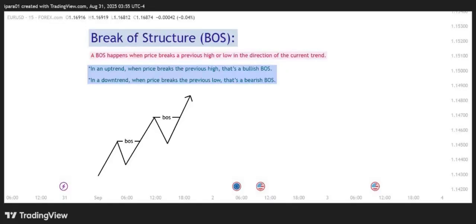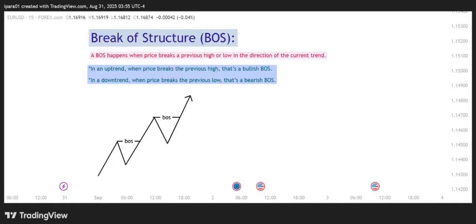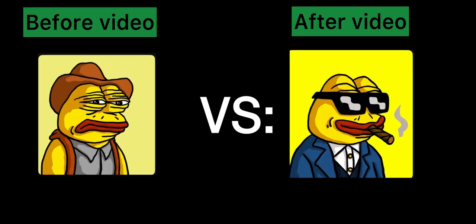In today's video, we're going to talk about two key concepts in smart money trading, BOS and CHOCH. These are very important because they help us understand if the market will continue in the same direction or if it's about to reverse. So make sure you watch until the end because this can change the way you look at the chart.